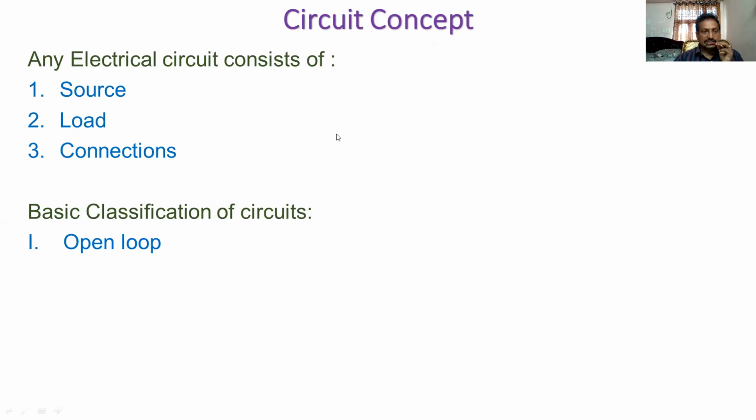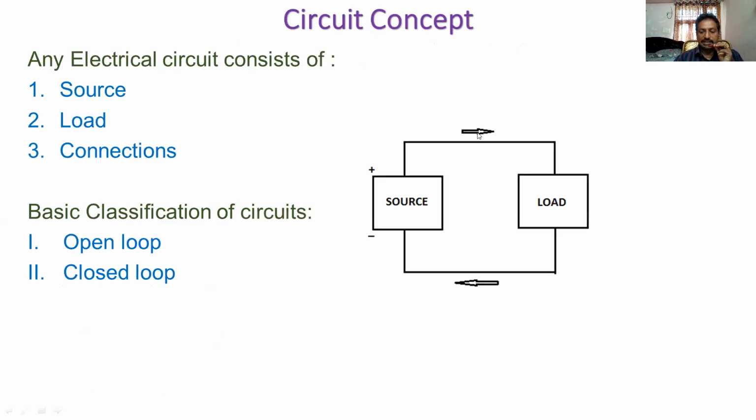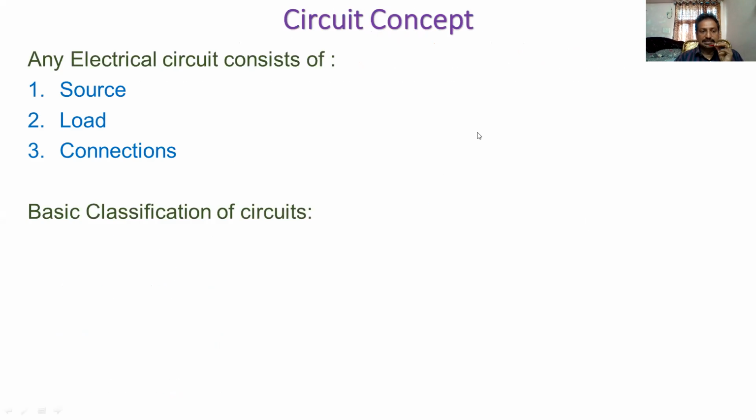So basic circuit concept. See here, what is the circuit? The interconnection of all the elements is called a circuit. Any circuit should contain basically two things. Number one is source, number two is load. Source contains active elements, load contains passive elements. We'll see what those are again for the classification of these types of elements.